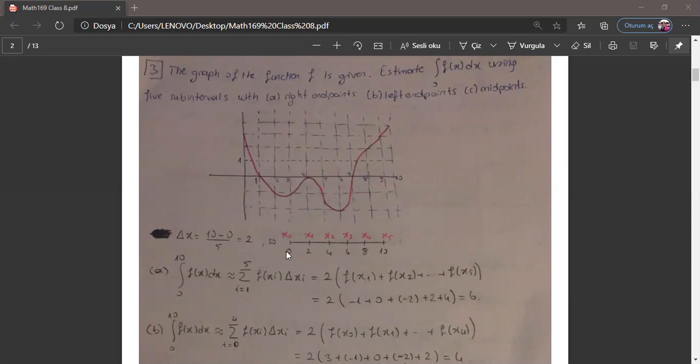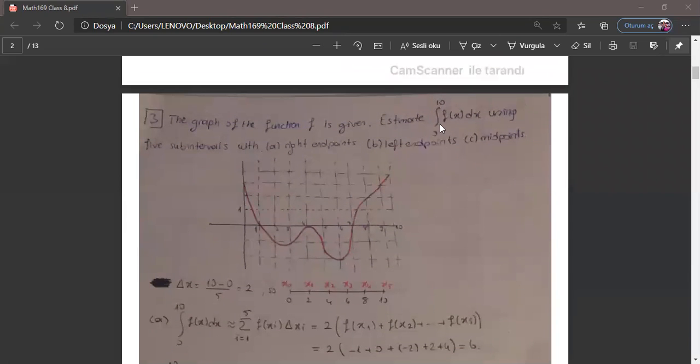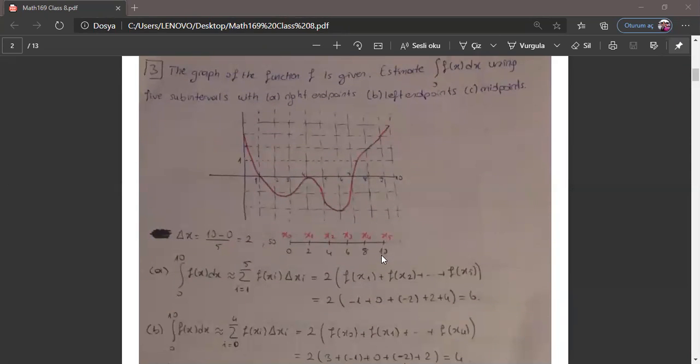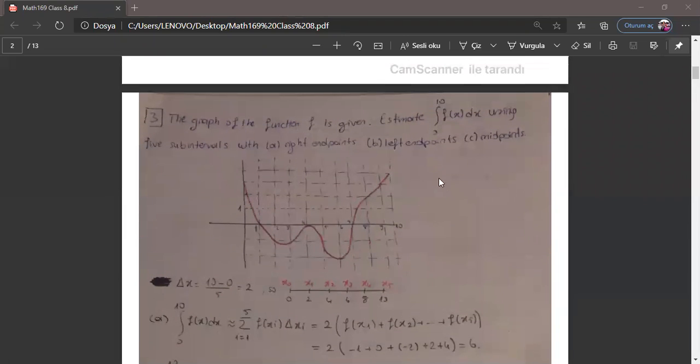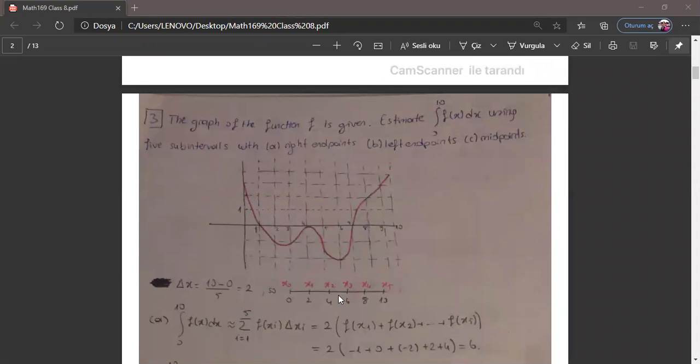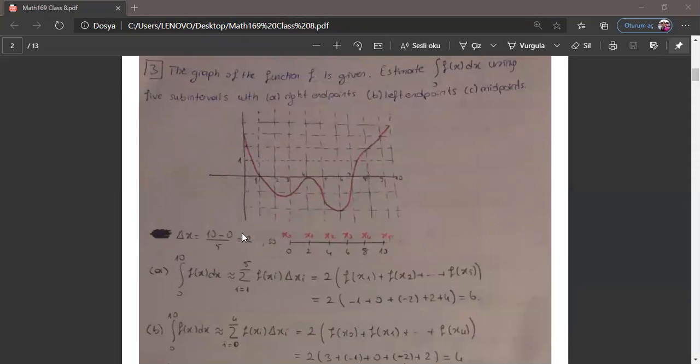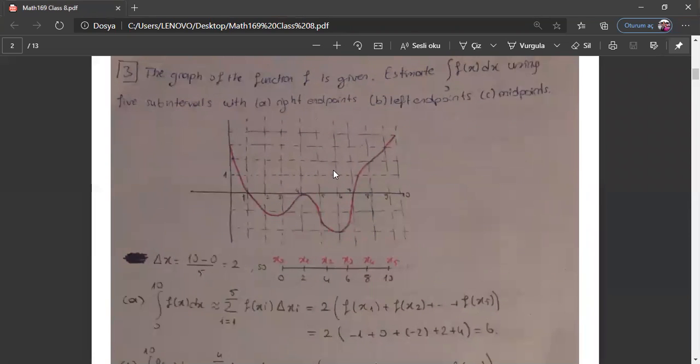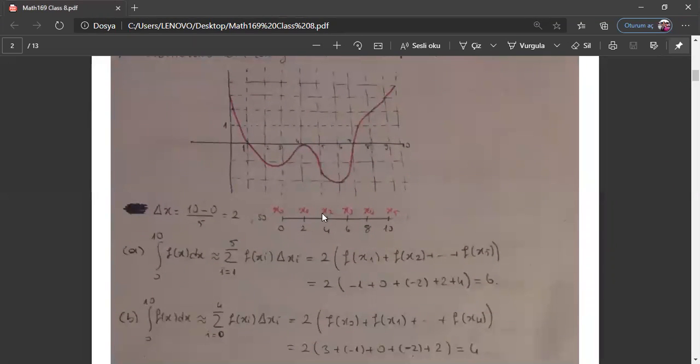So first we have the point 0, because the interval is starting with 0 here. And at the end we will obtain 10, because it ends with 10. And then we add 2 each time. So we have 2, 4, 6, 8. Okay, so we denote them by x0, x1, till x5.